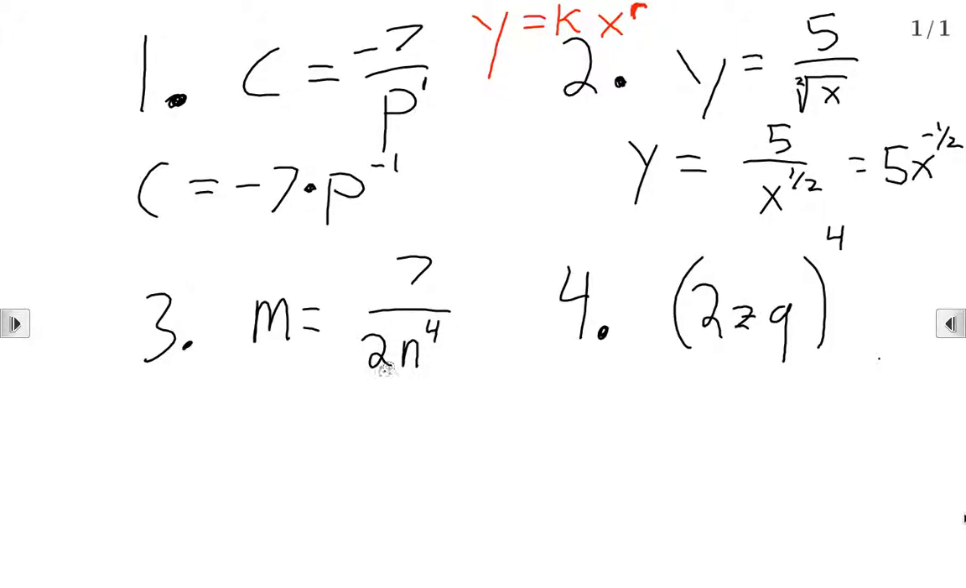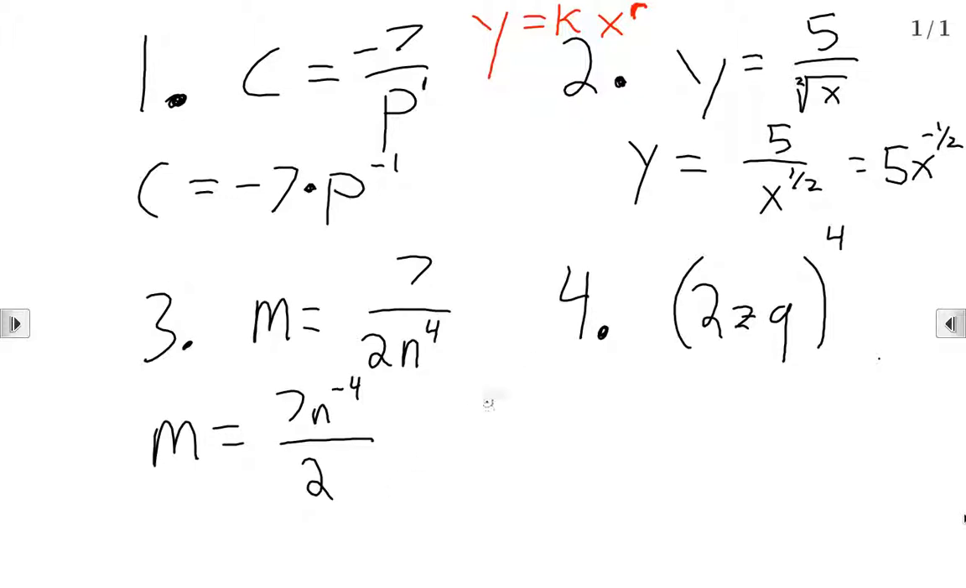Number 3. Honestly, number 3, now that we've done these, is going to be a breeze. The only thing we got to be careful not to do is, look, 2 doesn't have an exponent. We're going to leave 2 right where it is. It's only the n value that we're going to move. So instead of 7 divided by n to the 4th, it'll be 7 times n to the -4th divided by 2. So instead of being in the denominator, we moved it to the numerator.